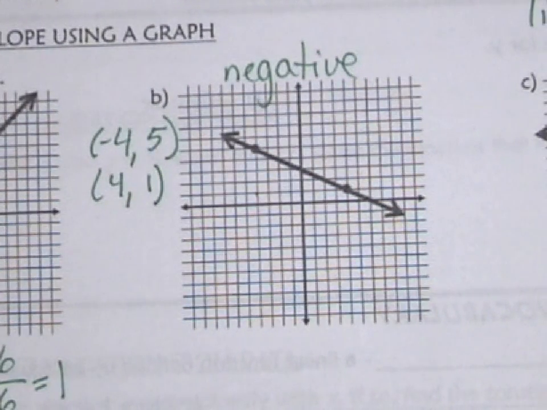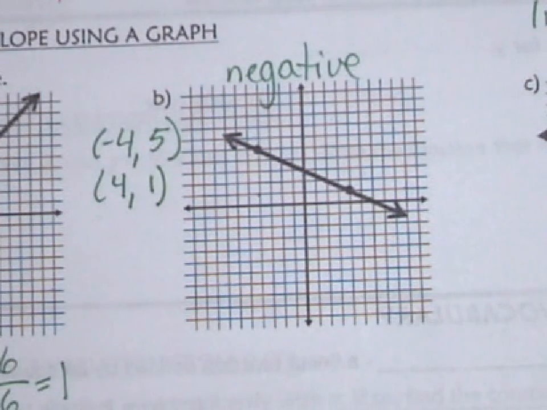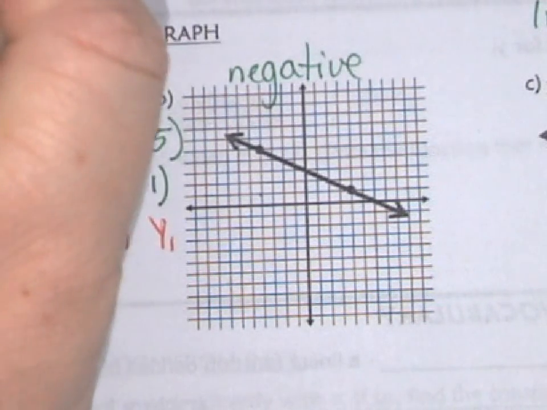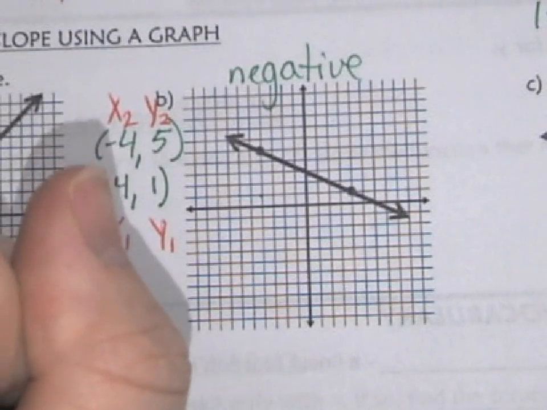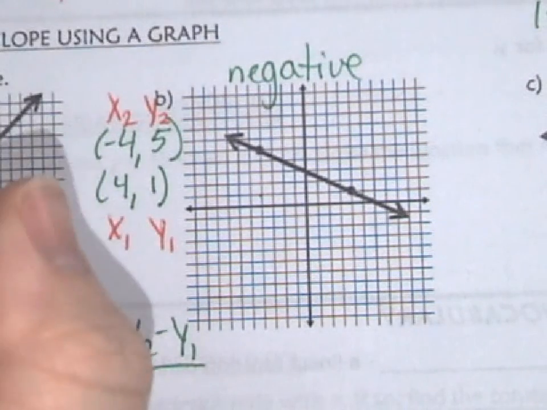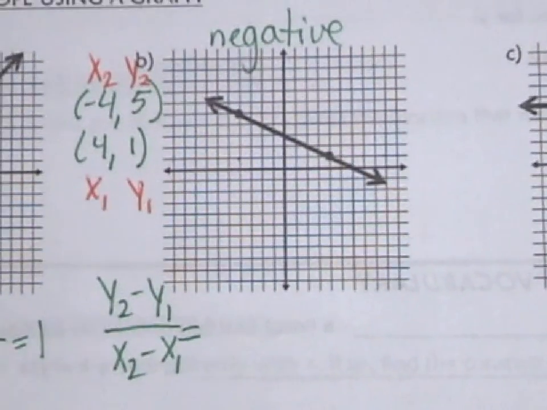I'm going to use my equation. I'm going to label. So this time I'm going to put this as x1, y1, and this as x2, y2, because it doesn't matter which one we do as long as we're consistent, meaning we keep the x and y from the same point together. Otherwise, you'll end up with an incorrect value.